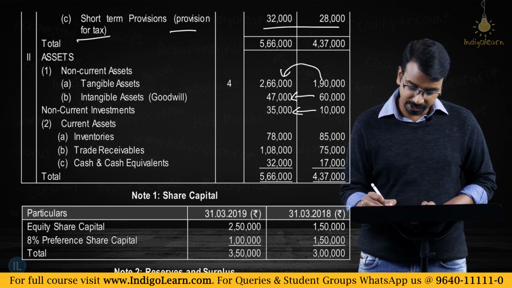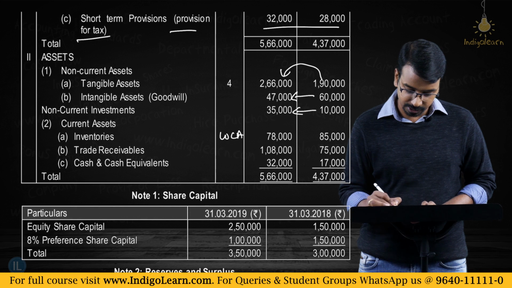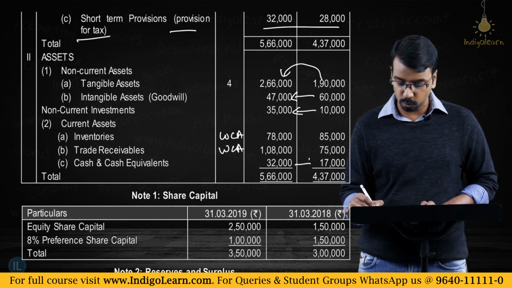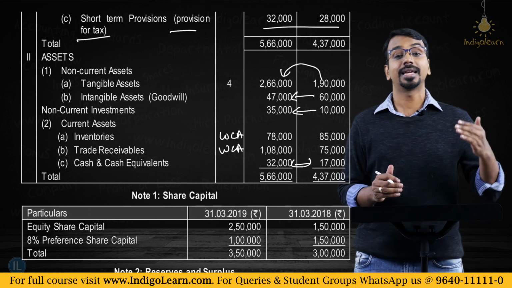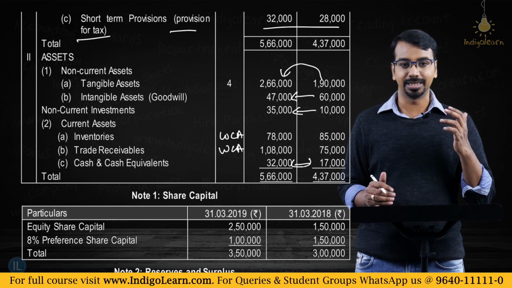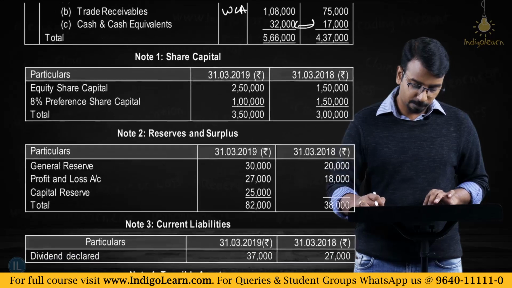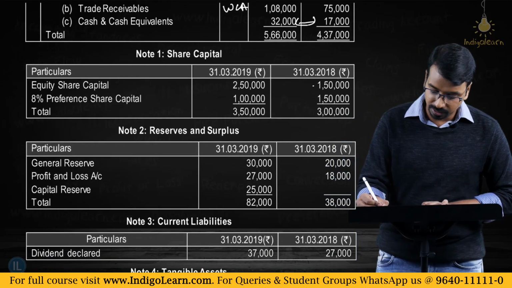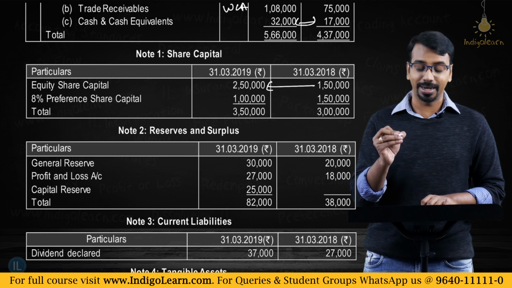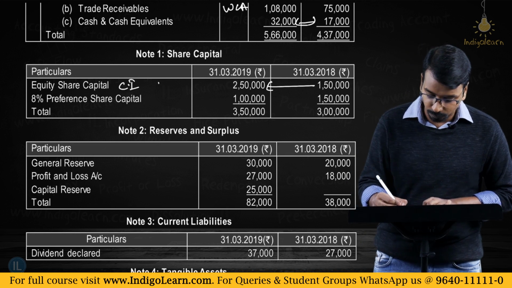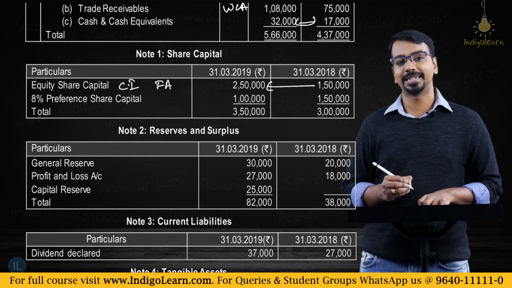Current assets, inventory changes, it will go under working capital adjustment. Trade receivables, working capital adjustment. Cash and cash equivalents, opening and closing, we will reconcile that, and this will be represented by cash flow from different activities. Now if you look at the notes given, equity share capital has gone up from 150 to 250. This should trigger in your mind that this is a cash inflow from financing activity.